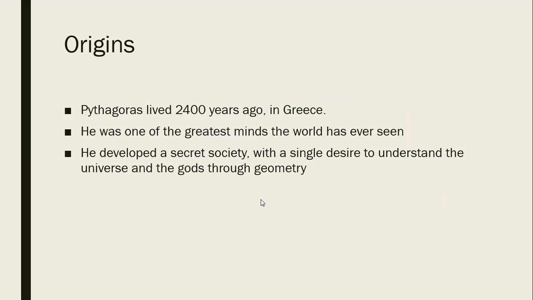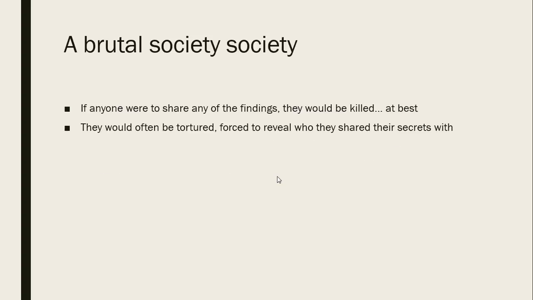Pythagoras. Pythagoras lived over 2,400 years ago in Greece. He was one of the greatest minds the world has ever seen. And he even developed a secret society with a single desire to understand the universe and the gods through geometry. If anyone were to share any of the findings, they would be killed. At best. They would often be tortured, forced to reveal who they shared their secrets with, and then they too would be killed.